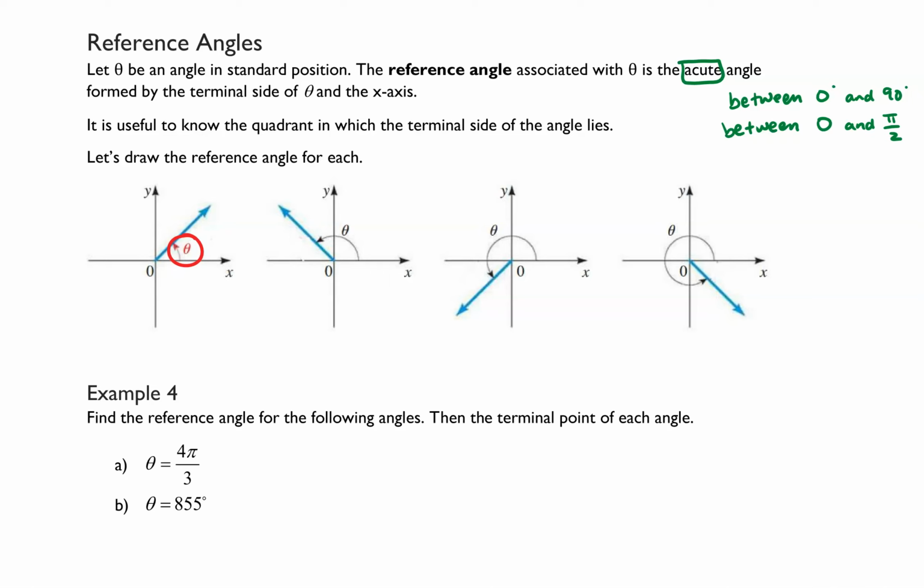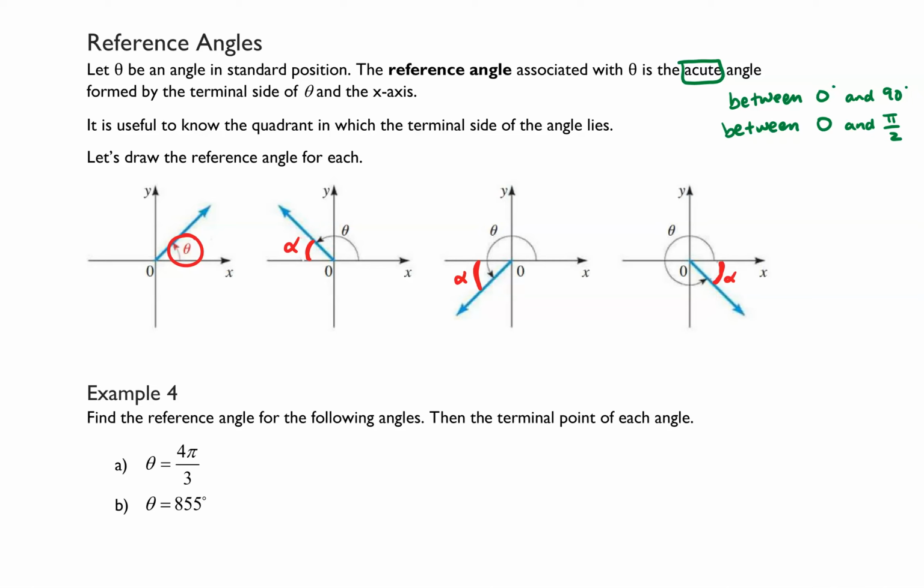So in this next graph, the reference angle is going to be this angle here, and I'll call that alpha there. In the next graph, the third graph, the reference angle is going to be this angle here, alpha, and then in the last graph, the reference angle will be this angle here.